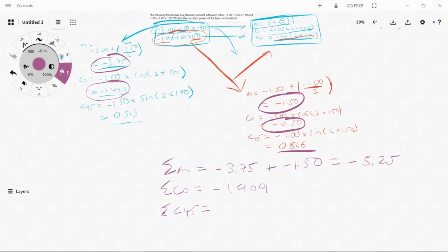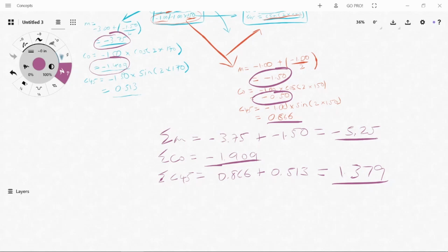0.866 plus 0.513, and what we get is 1.379. So we have all of these values here. Now this is the situation we need to be in.